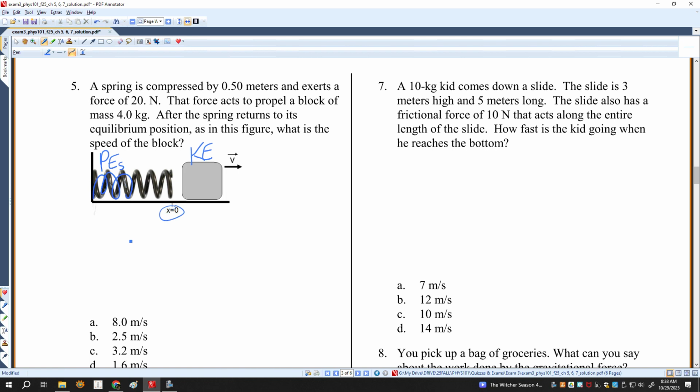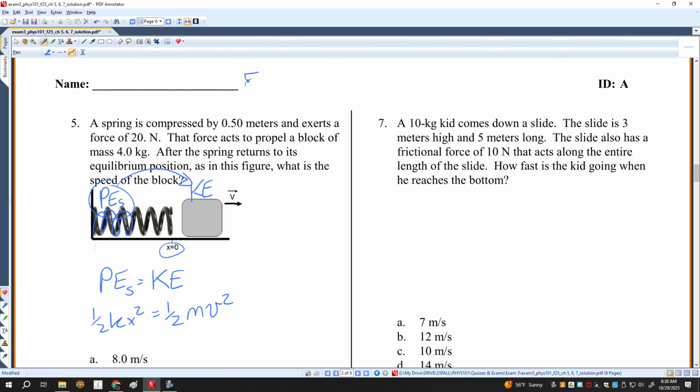All right, so I know then that the elastic potential energy is equal to the kinetic energy. That's just by the conservation of energy. All of this energy goes into that energy. And I want to know the speed of the block. So this is 1/2 kx squared equals 1/2 mv squared. Now I recognize that I don't have the spring constant. However, I'll do this over here.